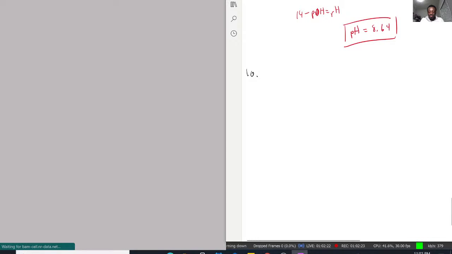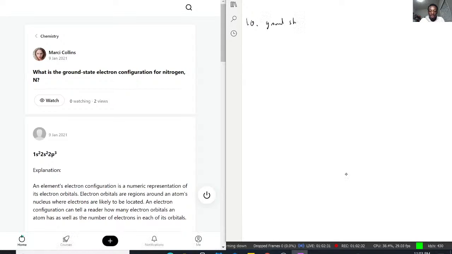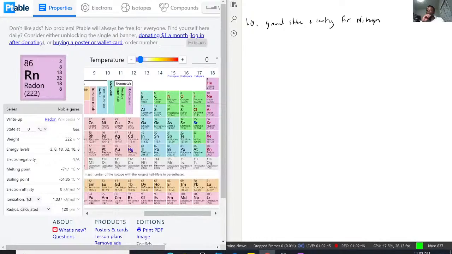For question 10, we have: what is the ground state electron configuration for nitrogen? Ground state e-config. And unfortunately, you can see the answer right there. But nonetheless, we're still going to pretend like we didn't see that. With that being said, we want to apply the Aufbau principle.